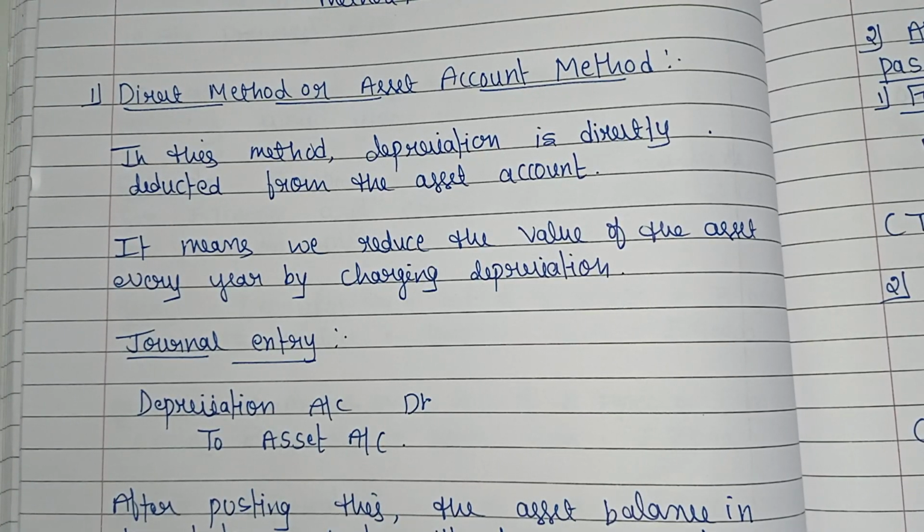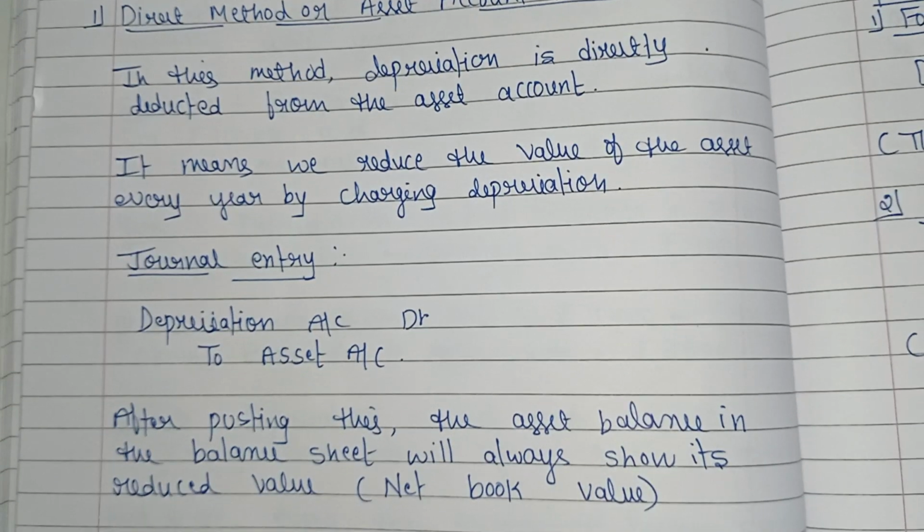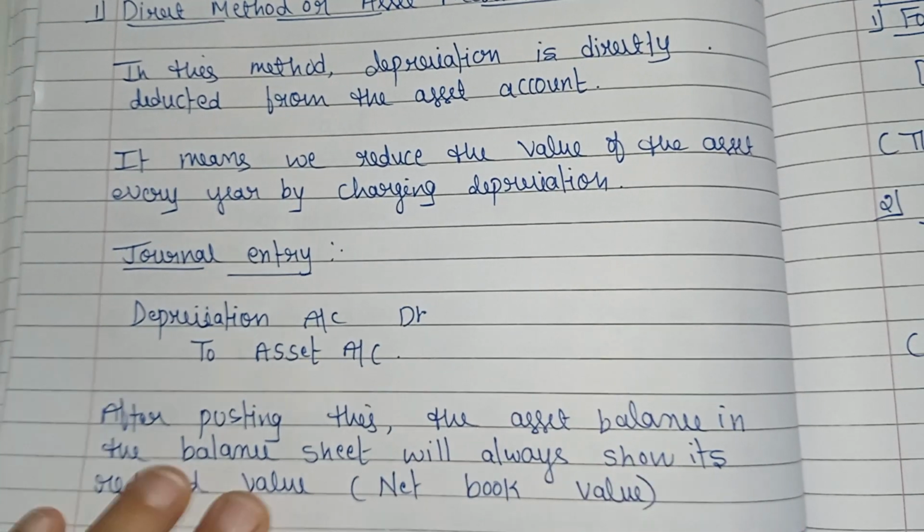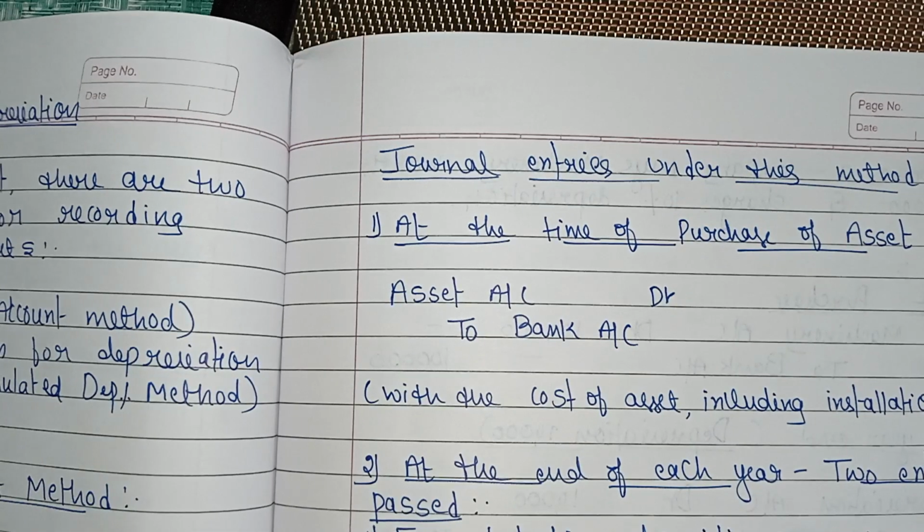And what is the effect on the balance sheet under the direct method? Here, after posting this, the asset balance in the balance sheet will always show its reduced value. That is net book value, meaning the original cost of the asset minus depreciation equals net book value. So let's see the journal entries under this method.